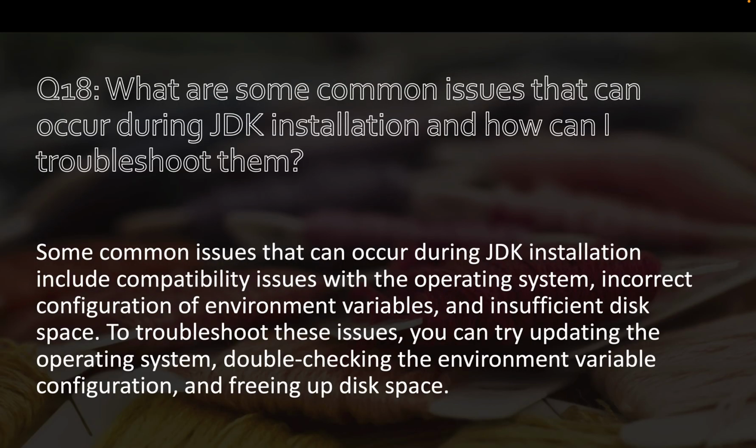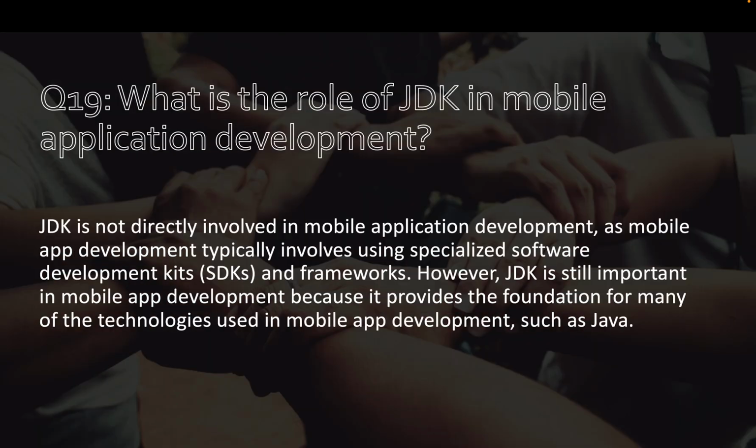Question number 18. What are the common issues that can occur during JDK installation and how can I troubleshoot them? Some common issues that can occur during JDK installation include compatibility issues with the operating system, incorrect configuration of environment variables, and insufficient disk space. To troubleshoot these issues, you can try updating the operating system, double checking the environment variable configuration, and freeing up the disk space.